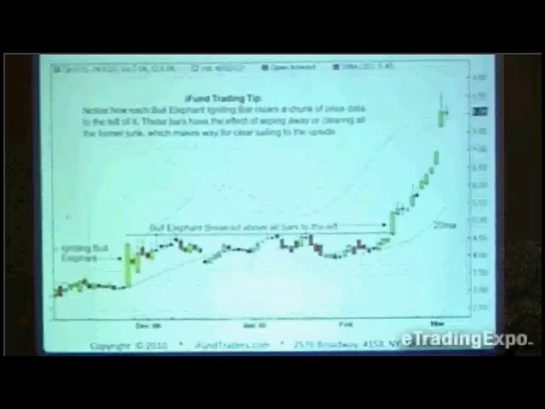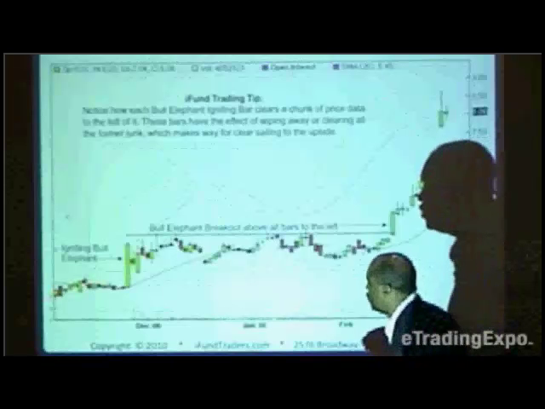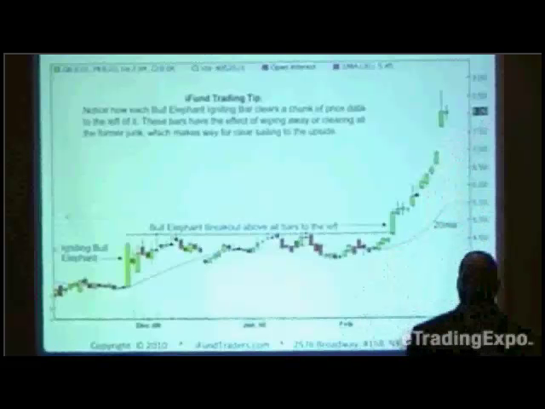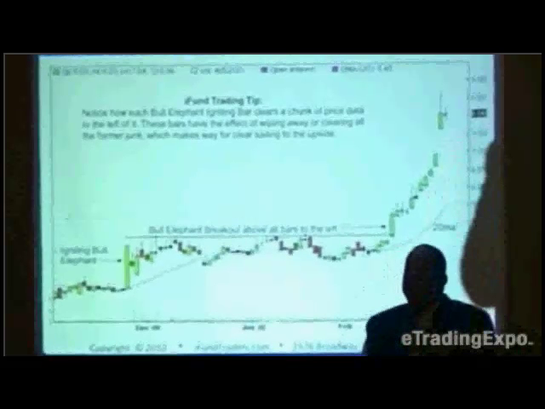Now let's take a look at something less obvious. Look to the far left of this chart. Now I want you to see the size of your average green bars here. And then all of a sudden, the tallest, fattest, longest green bar in quite a while emerges.